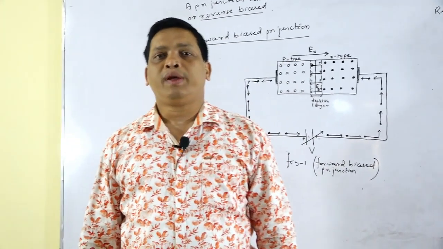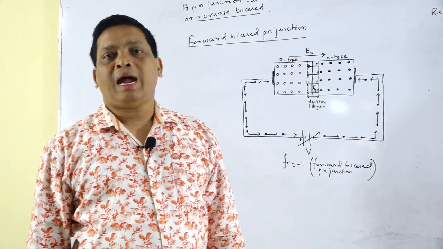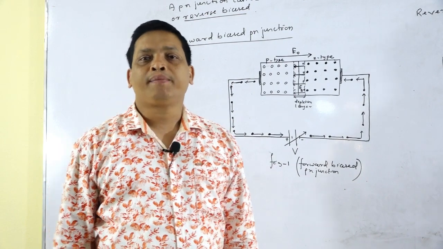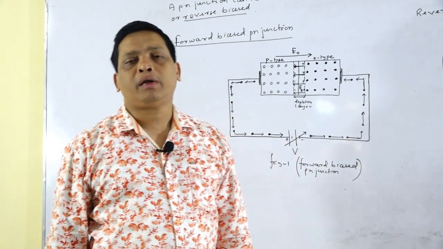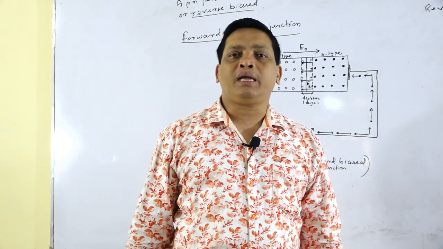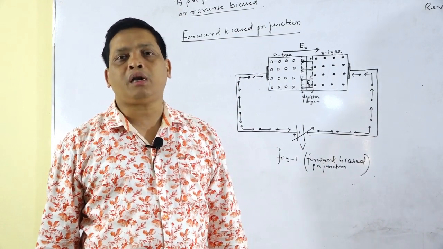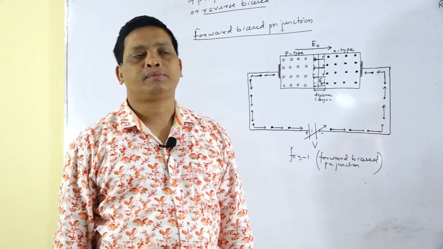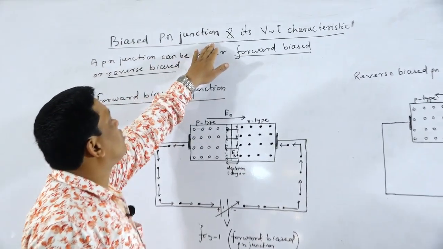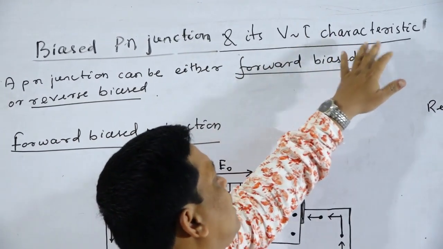So we had discussed about P.N. Junction and that was the unbiased P.N. Junction. But today we are going to learn about a biased P.N. Junction. Means how a P.N. Junction is biased and what is its function under biasing condition. So today's topic is biased P.N. Junction and its VI characteristic.